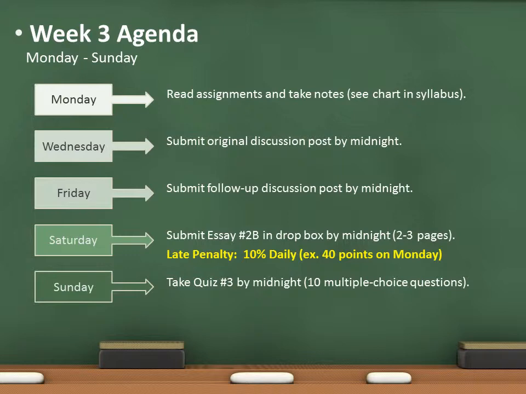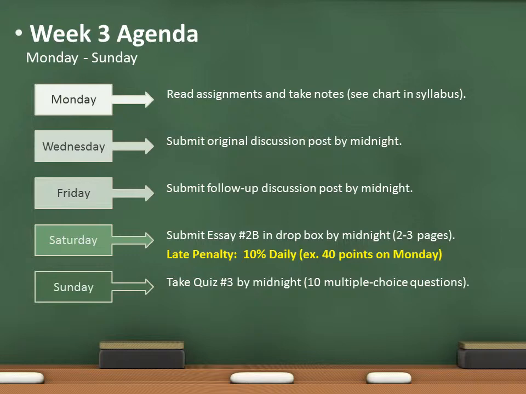You put essay number 2B in the drop box by midnight. It has to be within the range of 2 to 3 pages. And notice the late penalty. It's 10% per day. It's easy to do the math because the assignment is worth 200 points.